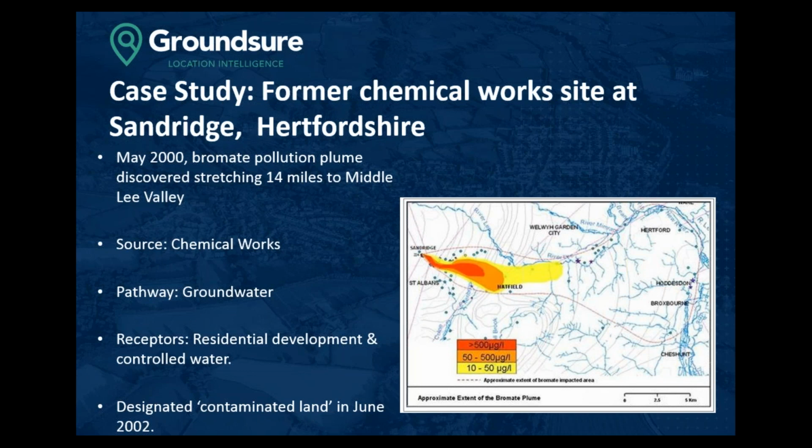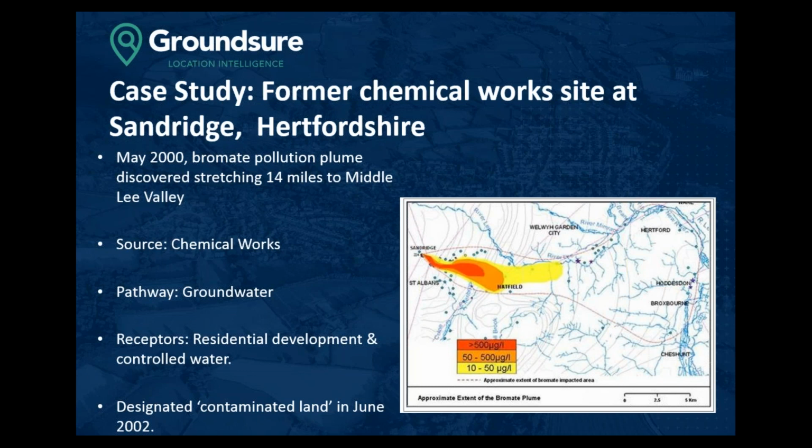Now, samples taken from private wells and existing observation boreholes established the source to be a former chemical works at Sandridge, some 10 miles from there, where a company used to make bromide and bromate. Now, Sandridge is some 7 miles up gradient of Hatfield, and the investigation determined this contamination as possibly one of the largest contamination plumes from a point source in the UK. The plume length was some 14 miles.